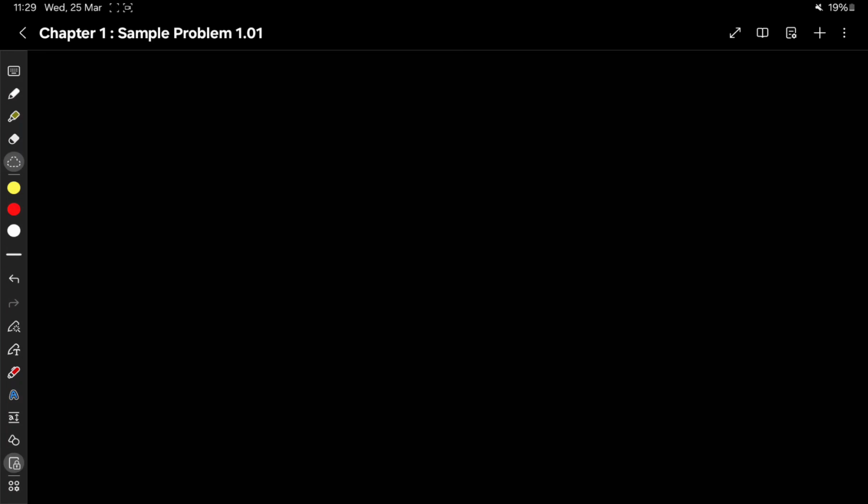So before going into the problem, I want to recap some basic things. Let's assume we have some 1D object like a strip, a small, very thin strip. It will have a length L.